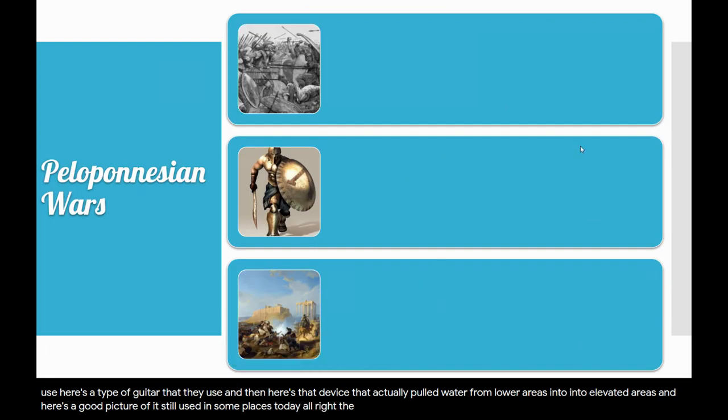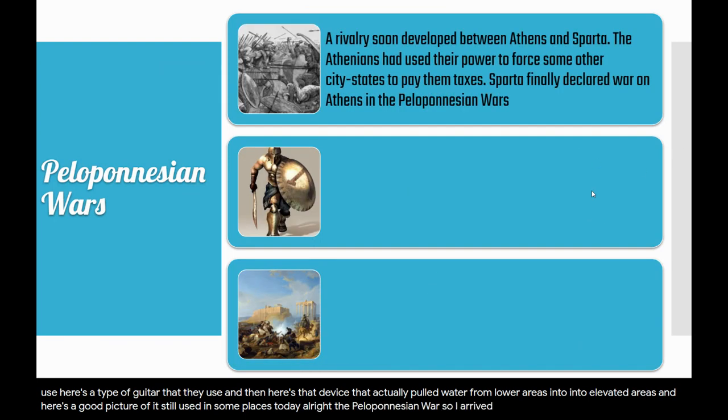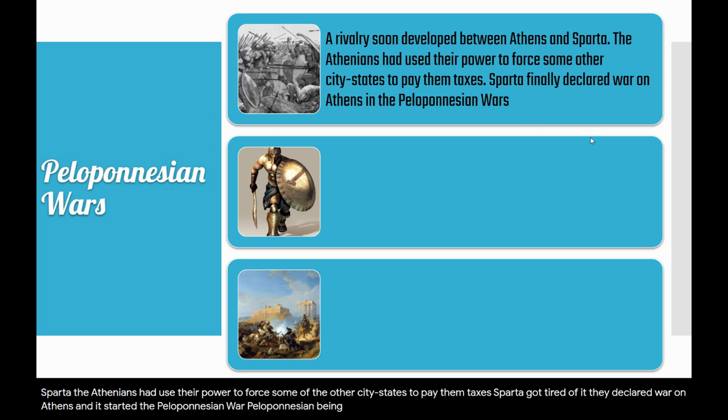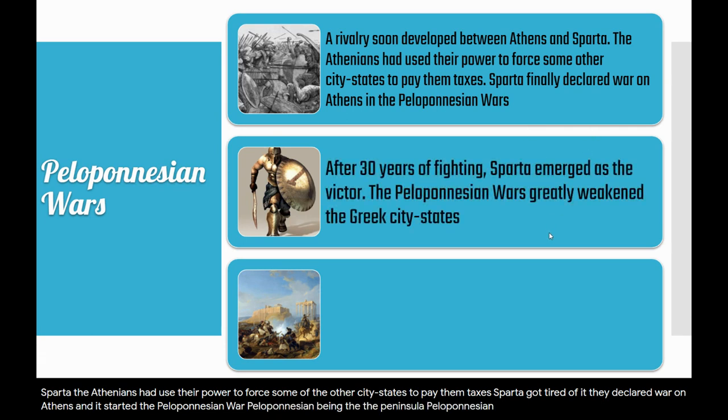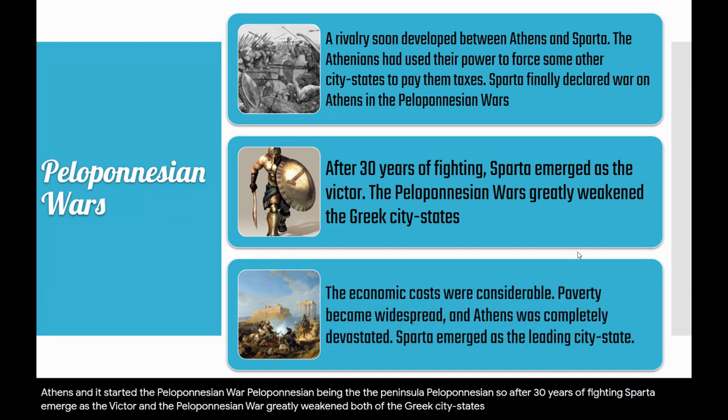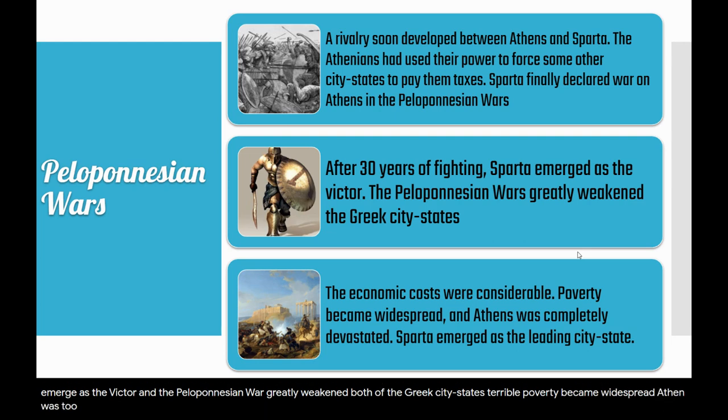All right, the Peloponnesian War. So a rivalry soon developed between Athens and Sparta. The Athenians had used their power to force some of the other city-states to pay them taxes. Sparta got tired of it. They declared war on Athens, and it started the Peloponnesian War, Peloponnesian being the peninsula of Peloponnesia. So after 30 years of fighting, Sparta emerged as the victor, and the Peloponnesian War greatly weakened both of the Greek city-states. So the economic costs were considerable. Poverty became widespread. Athens was devastated again, and then Sparta ends up as the leading city-state.